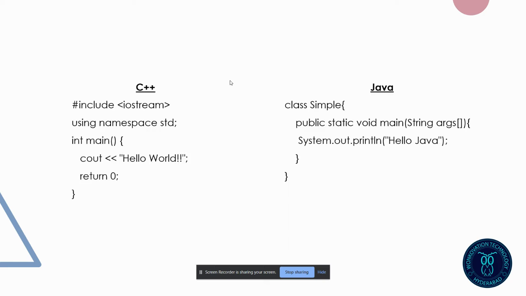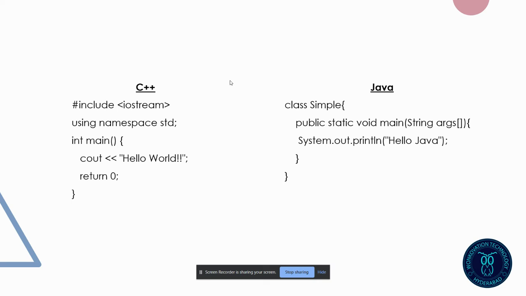Now, these are the syntaxes for the Hello World program in C++ and Java. In C++, we need to include iostream, and then we will be making a main method with a cout and return in its body, and this cout will be printing the Hello World message. In Java, we need to declare this class named Simple, and then we will be declaring the main method with return type as void and a string array argument, and System.out.println to print the Hello Java message.